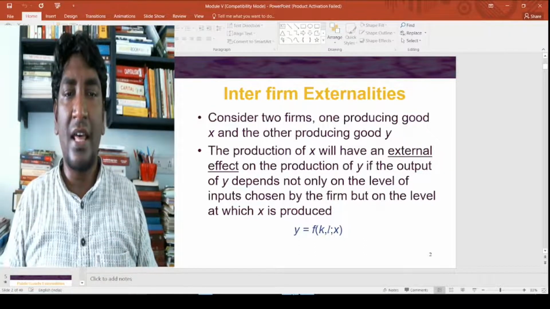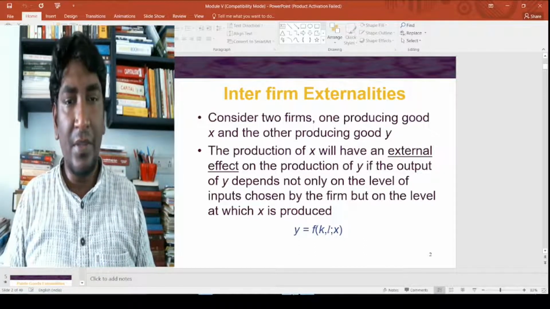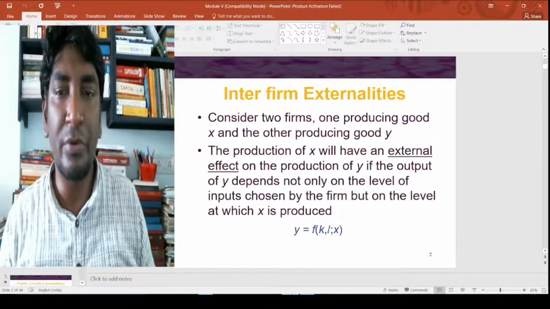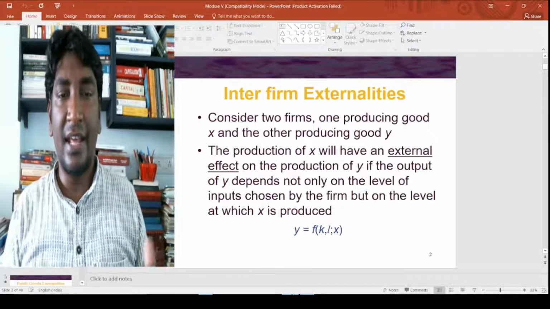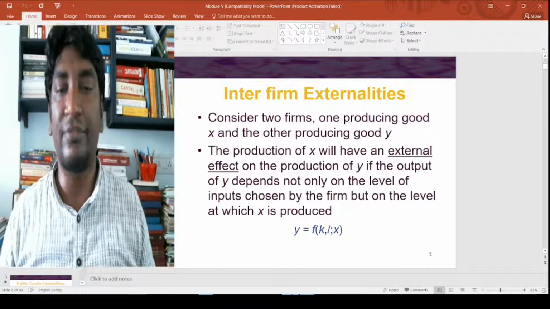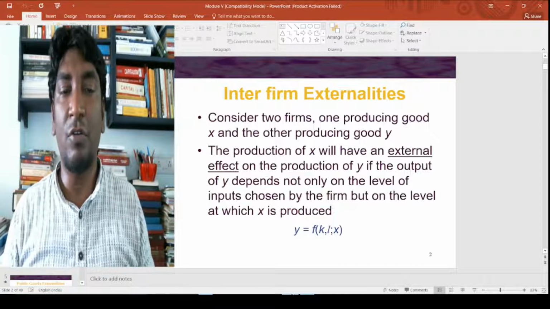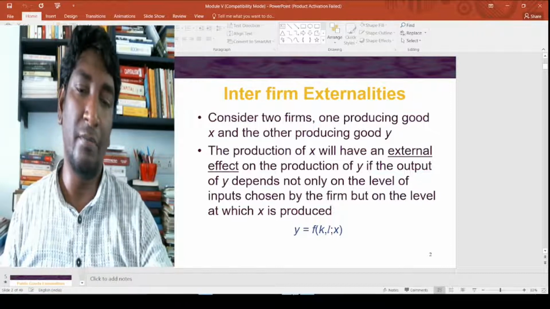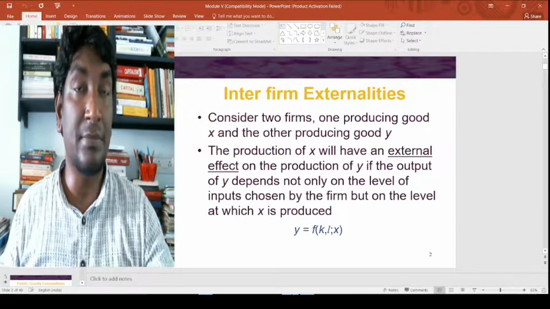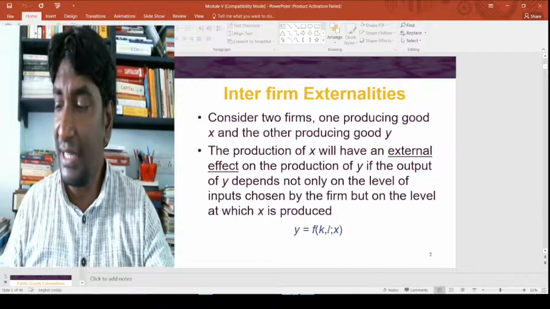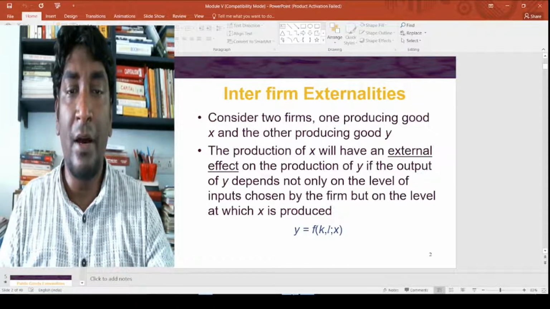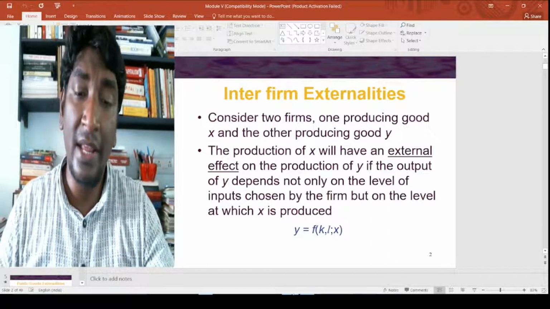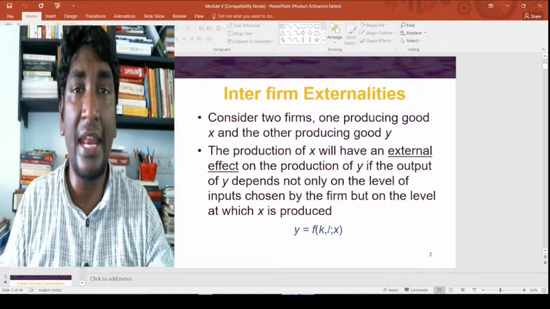Inter-firm externalities consider two firms, one producing good X and the other producing good Y. In that case, the production of X will have an external effect on the production of Y if the output of Y depends not only on the level of input chosen by the firm but also on the level at which X is being produced. This is the dependency of firms, and that is a product of the externality. So Y is a function of K, L and X.